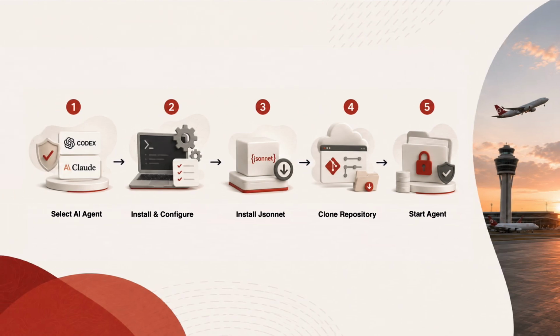Before starting the demo, there are 5 pre-configuration steps. First, we select the AI coding agent that matches the organization's security and operational requirements. Then, we install and configure it using official documentation. Next, we install Jsonnet because it is required to generate the landing zone configuration. After that, we clone the OCI operating entities repository locally. And finally, we run the agent from inside that secured workspace, keeping source files and deployment artifacts under the organization's control. With this foundation in place, we can now guide the AI to define our custom landing zone.